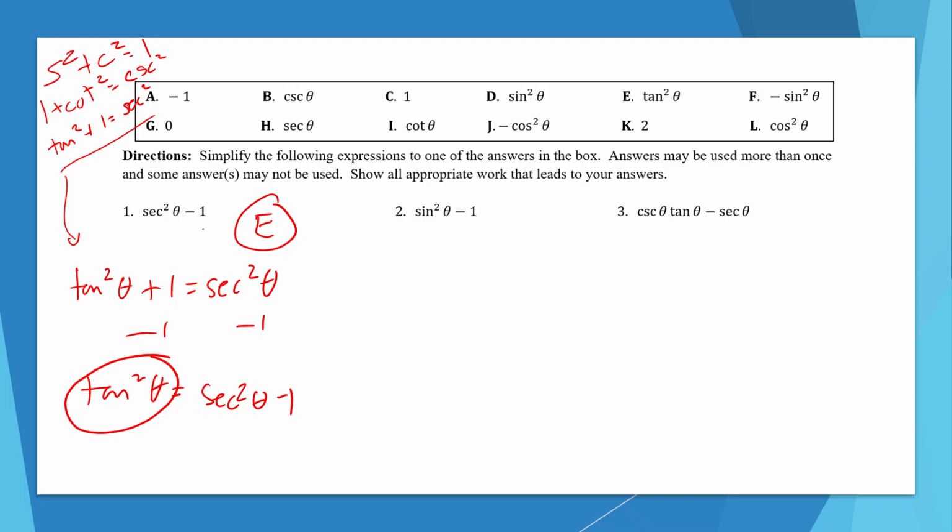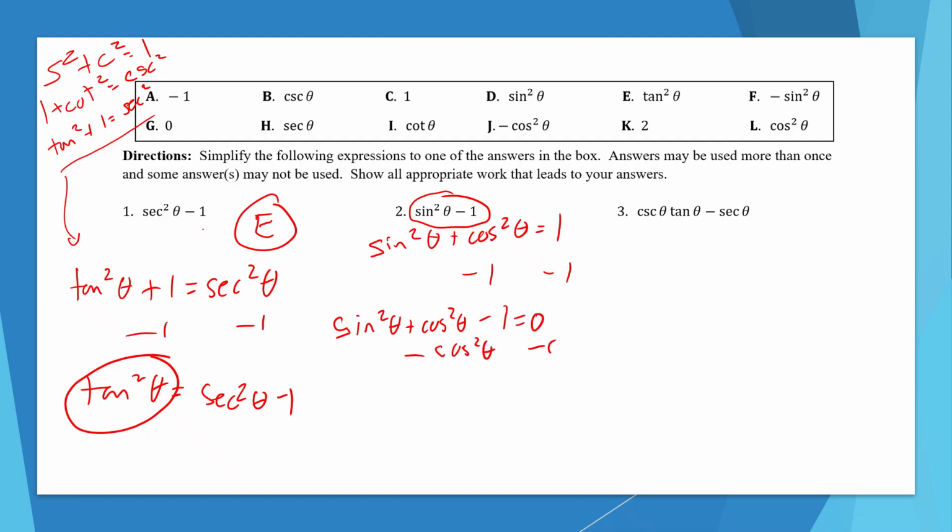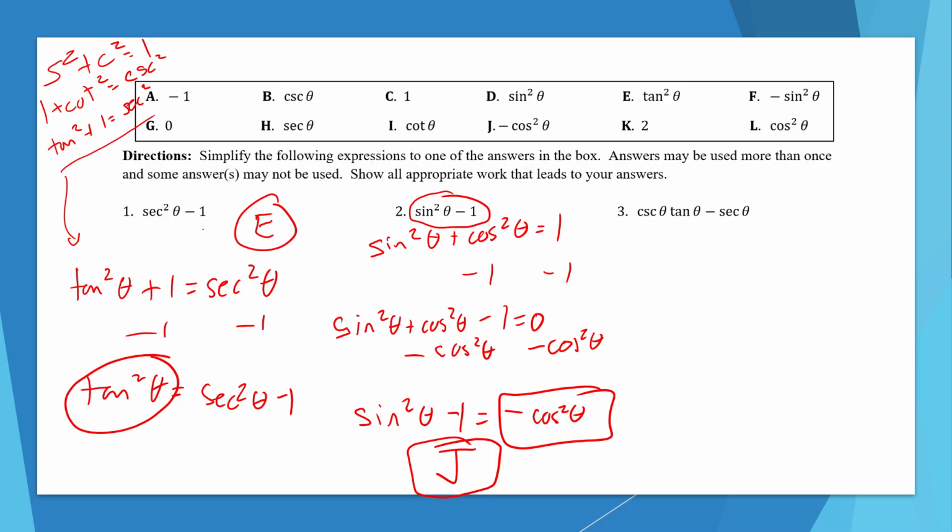Number 2, sine squared minus 1. Here, I'm going to look at sine squared theta plus cosine squared theta equals 1, and then get sine squared minus 1 on the same side. So I'm going to start by subtracting 1 to get sine squared theta plus cosine squared theta minus 1 equals 0. And then I'm going to subtract cosine squared theta from both sides to get sine squared theta minus 1 equals negative cosine squared theta. And that should be our answer. So J there.